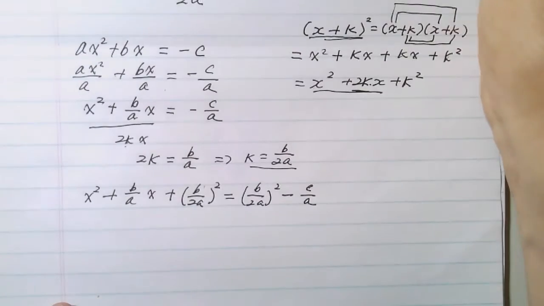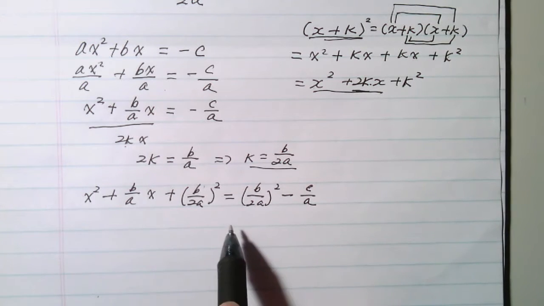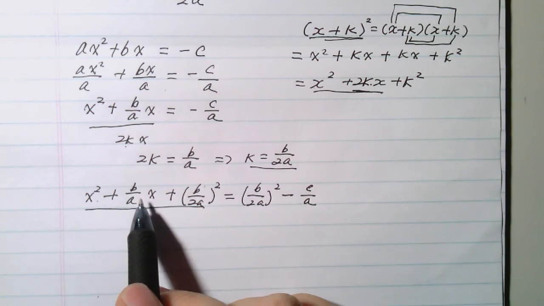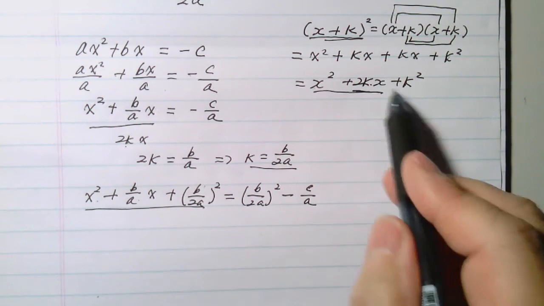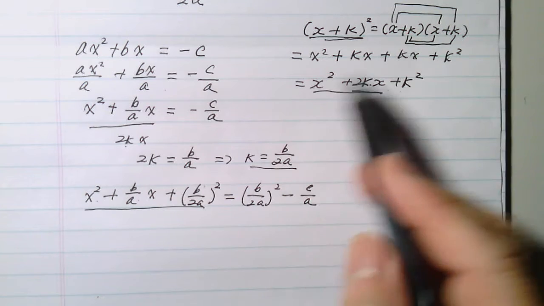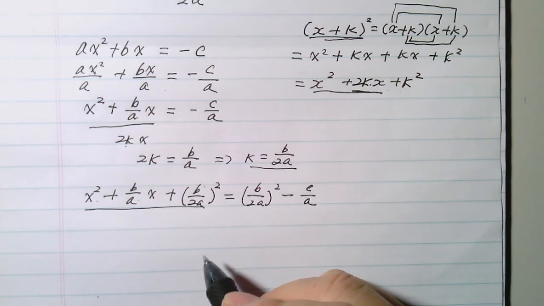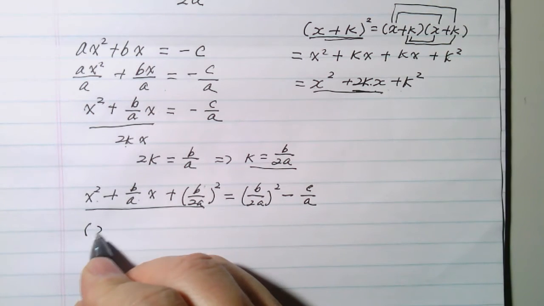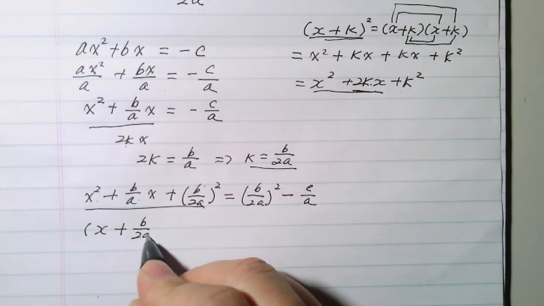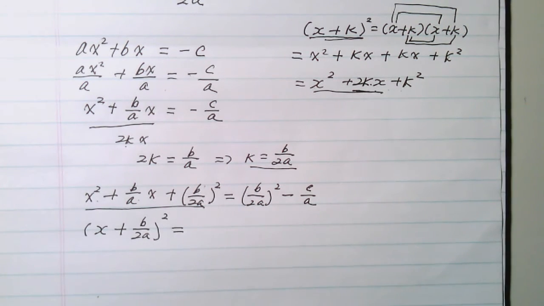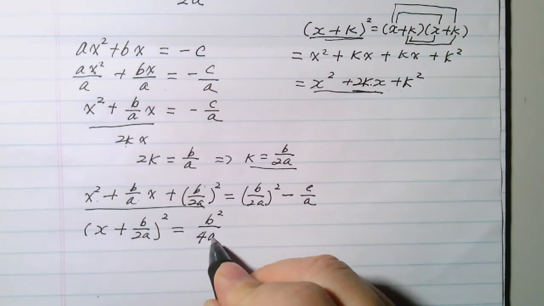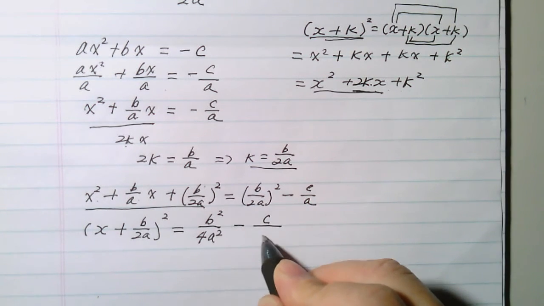What we have here is x squared plus 2kx plus k squared, like what we have here, because in this case b over a is 2k, and k squared is b over 2a squared. So according to this, that simply gives us x plus k squared, where k is b over 2a. And on the other side, I just square this and get b squared divided by 4a squared minus c divided by a.